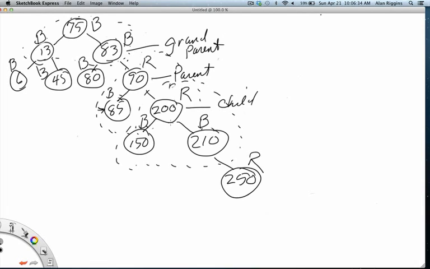This 80 is the aunt. It's black, therefore we must rotate. We rotate to the left side. We need to rotate the 83 to the left. Now we need to look at the path here. It is a straight line. Therefore, a simple left rotation of the 83 will restore the tree to its proper state.